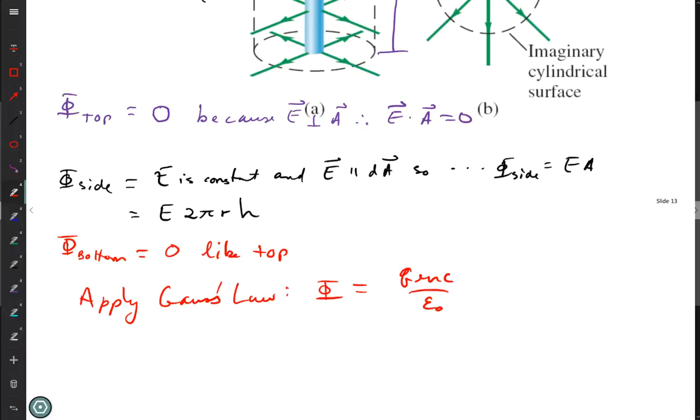Which I just rewrote there. So doing the application, that gives me E 2 pi R H equals the charge enclosed, which was lambda H, divided by epsilon 0.